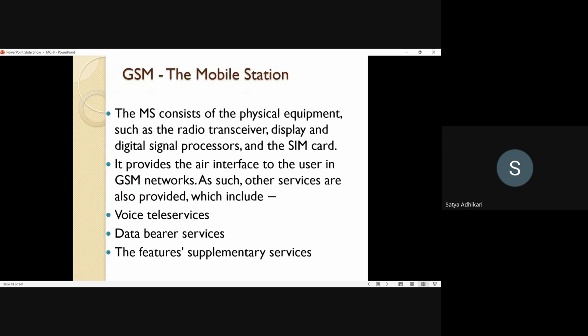So it consists of the physical equipment that contains a radio transceiver, display, and digital signal processor. The processor must be there, and the SIM card is there. So all these are included in your mobile phone. It provides the air interface to the user in the GSM network. As such, other services are also provided, which include voice teleservices, so you can communicate by voice, data bearer services, and the features of supplementary services.